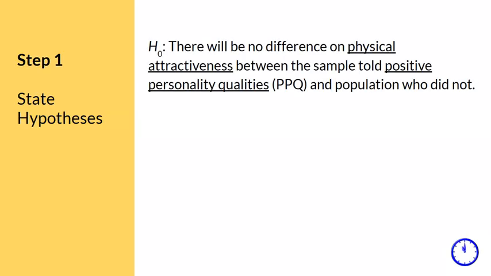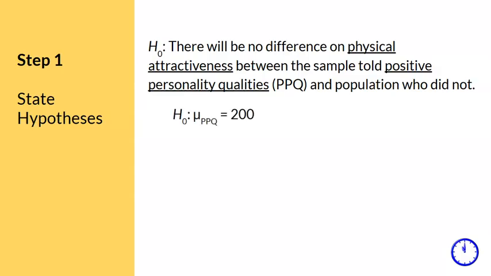Step 1. The null hypothesis is predicting that there will be no difference in physical attractiveness between the sample that was told positive personality qualities and the population who did not. The words physical attractiveness are underlined here because it is the dependent variable, what is being measured in the study. The words positive personality qualities are also underlined because it is the independent variable, what was being manipulated in the sample. Since the treatment in this study was being told positive personality qualities, I shorten it to PPQ.